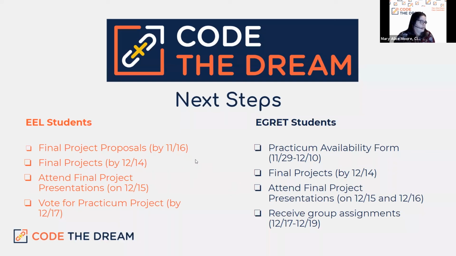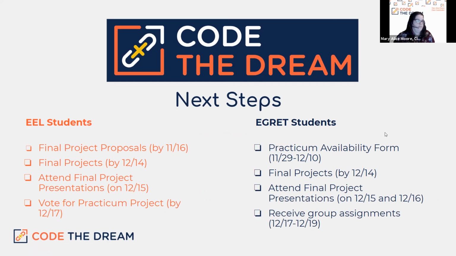Okay, so next steps then for EEL students, your final project proposals will be due by November 16th. Your final projects will be due by December 14th. We'll attend final project presentations on December 15th, or if all of you can't make it, then we'll switch that to the 16th. For the final project presentations, it's important that all of you attend to see what the projects are, because you'll be voting for which practicum project, if there are multiple offered, that you want to be working on as your practicum project, and that vote will be by Friday the 17th. Questions about next steps for EEL students?